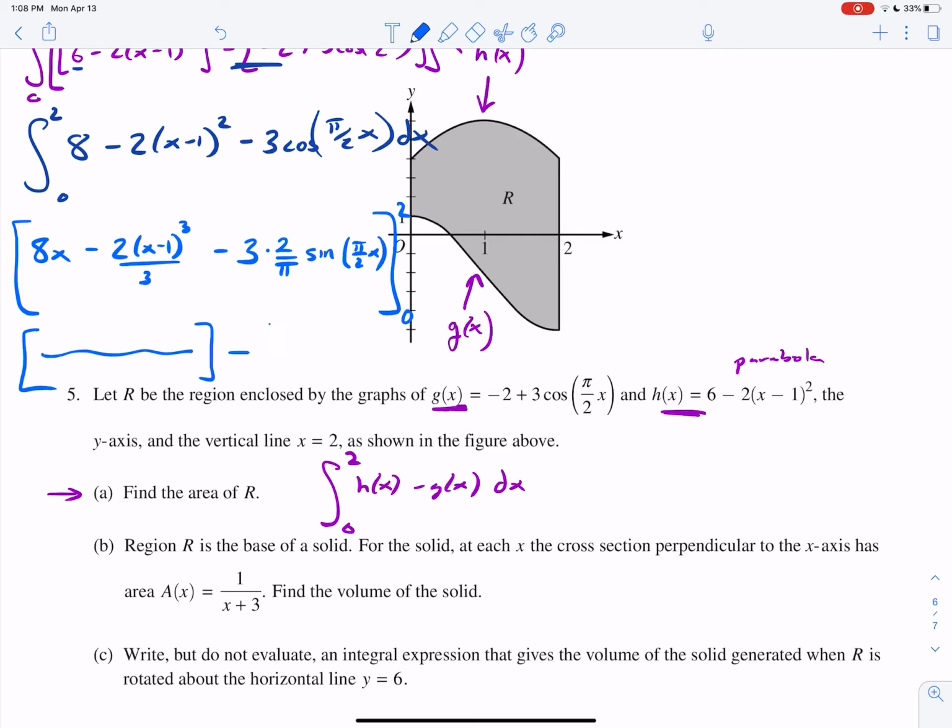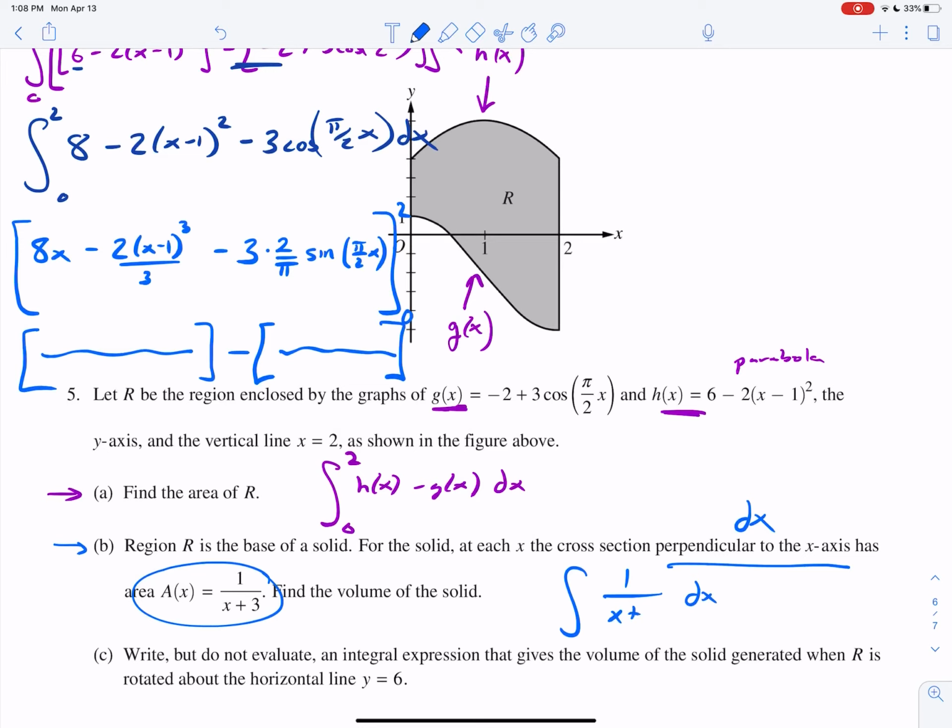But that's it. Here's part B. They mentioned the region R, which is the shaded region. We have cross sections that are perpendicular to the x-axis. That just means we're integrating with x. And it has the area of 1 over x plus 3. Okay? Remember, if you integrate the area, you're going to get the volume of the cross section. So we're going to integrate that area there, from 0 to 2.